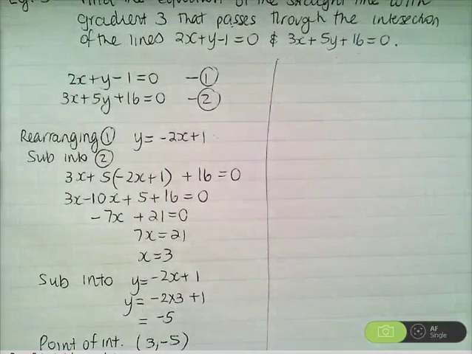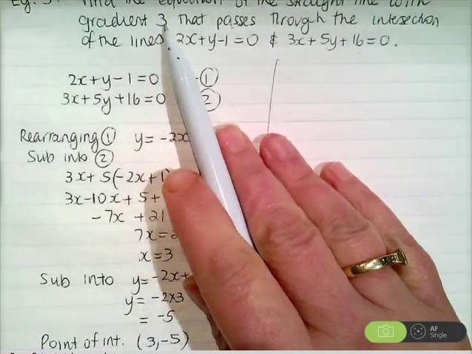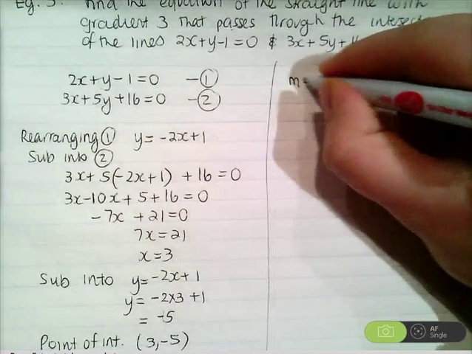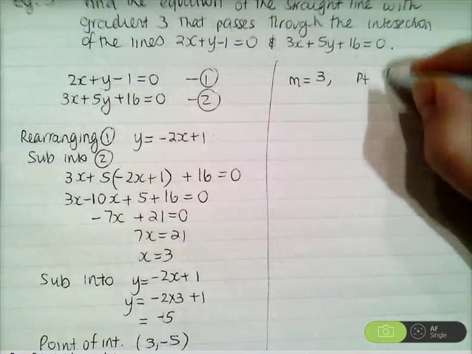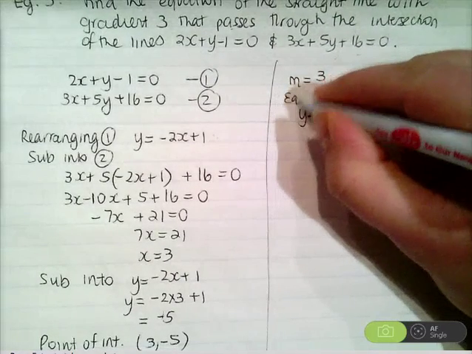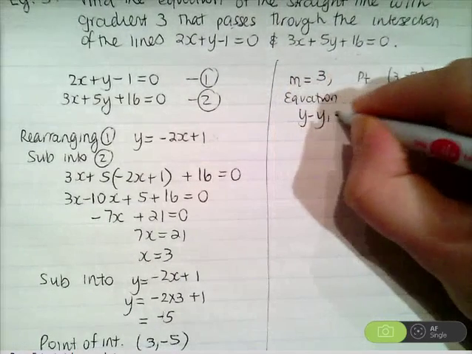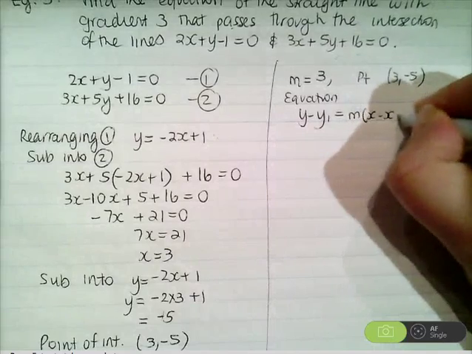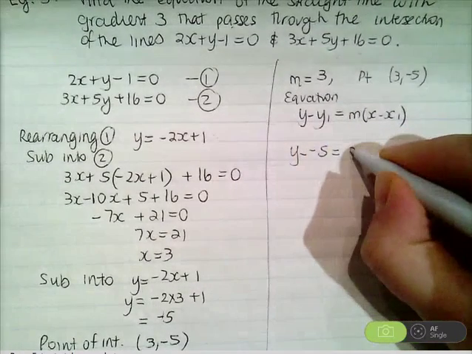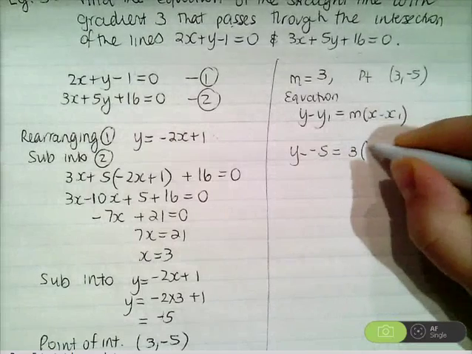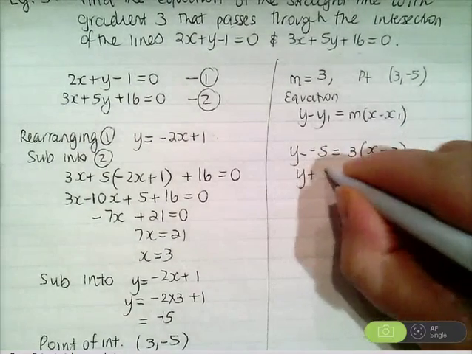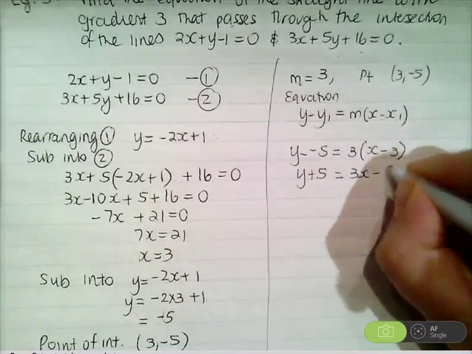So now we just have to find the equation of the straight line with gradient 3 that passes through the point (3, negative 5). So our gradient is 3 and our point is (3, negative 5). We just use the point-gradient formula for the equation. So we get y minus negative 5 equals gradient 3 times x minus this x point here, which is also 3. So y plus 5 equals 3x minus 9.